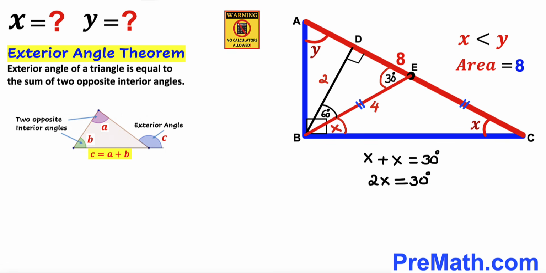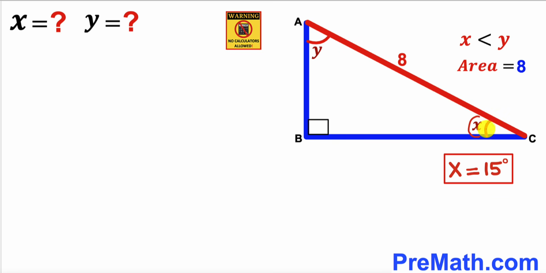Now I'm going to divide both sides by 2 to isolate x. So the 2 and 2 are gone, and our angle x value simply turns out to be equal to 15 degrees. Thus this angle x is 15 degrees.